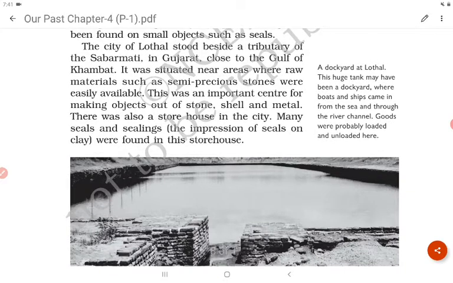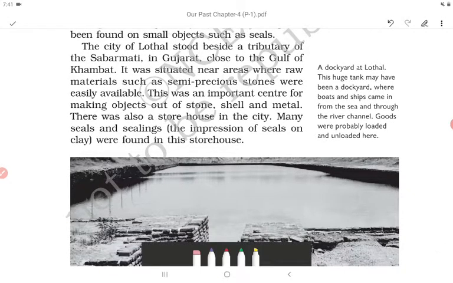The city of Lothal stood beside a tributary of the Sabarmati in Gujarat, close to the Gulf of Khambat. It was situated near areas where raw materials such as semi-precious stones were easily available. This was an important center for making cut objects out of stone, shell, and metal.